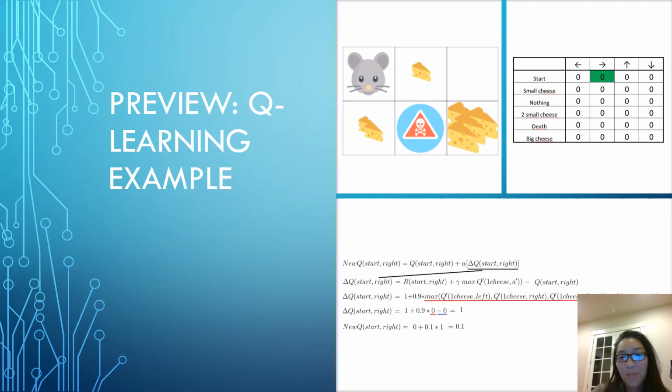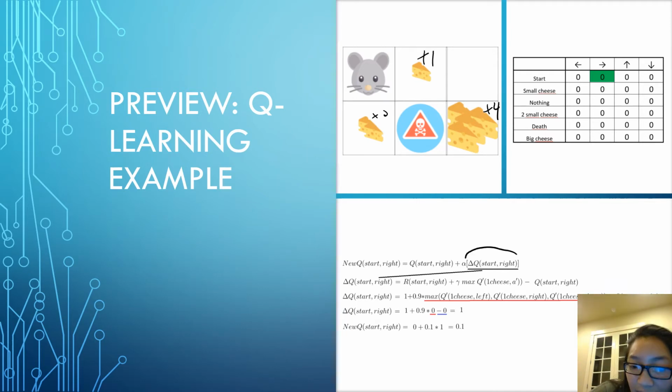We have an environment of a mouse, and the rewards correlate with the amount of cheese in that state. So this is a +1 reward, this is a +2, and this is a +4. And this is our Q table initialized by action value functions of 0 because this is probably the beginning of the training. The Bellman equation is given below. So the new action value function of being in state start going action right is equal to the current action value function in state start going action right plus the learning rate multiplied by the change in the action value function in state start going action right.